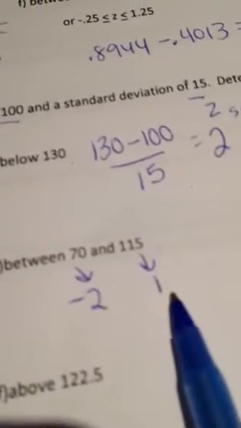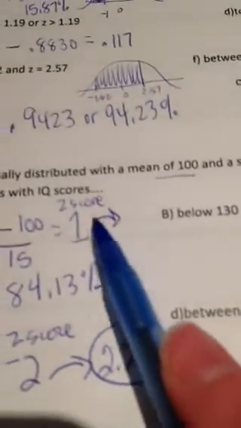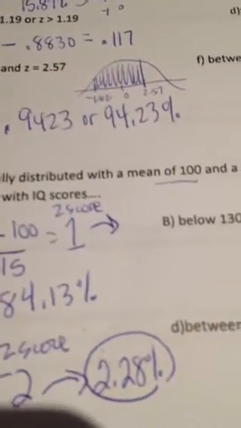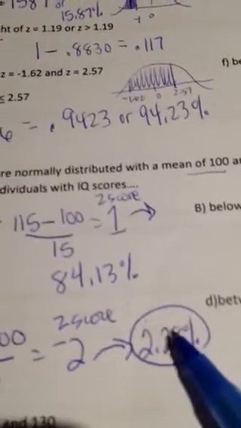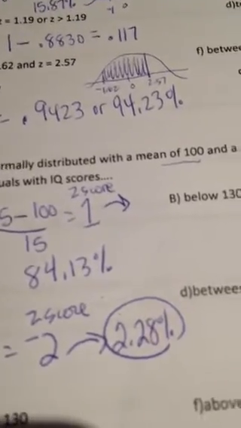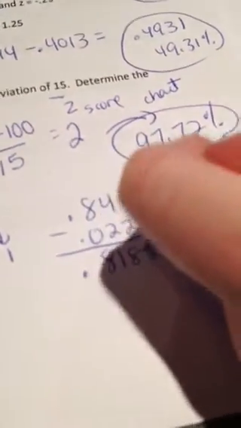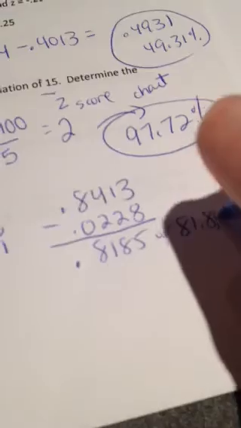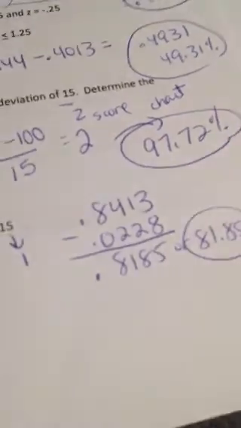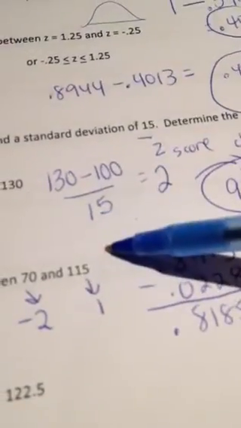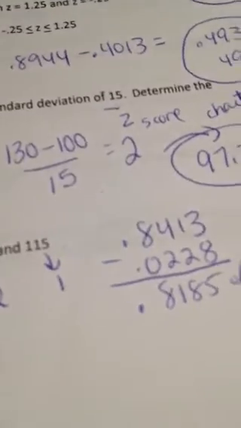You look them both up on the chart. When you look up 1, we got that 0.8413. When you looked up negative 2, we got 0.0228. And if you want between, all you do is you subtract those two numbers. And that'll be your answer. So it comes out like 0.8185 or 81.85%. So if it's ever between, you find both z-scores, look them both up, and subtract.